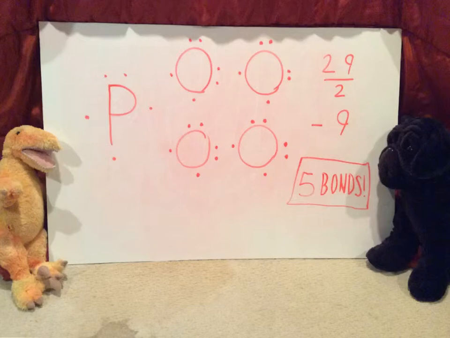When you add all of those electrons together, you get a total of 29, and if you divide them by 2, that is a total of 14.5. And we do have 1, 2, 3, 4, 5, 6, 7, 8, 9 pre-paired electrons, and so we're going to subtract 9 from 14.5, and that gives us a total of 5 whole bonds. There is an extra 0.5, but we're just focusing on the whole numbers. So your final structure is going to have 5 bonds.